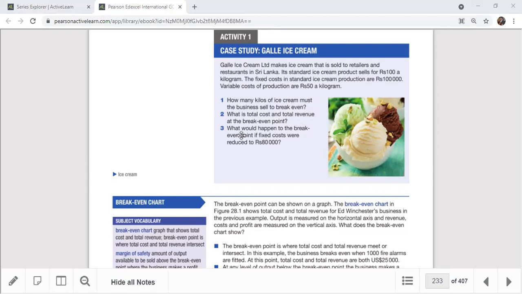Second question: what is the total cost and total revenue at the break-even point? This question I'm asking from Adil. Total cost and total revenue. We'll first calculate the total cost. I'll do it on the whiteboard so everyone can see how to derive the answer.